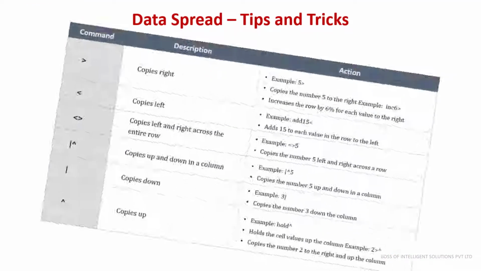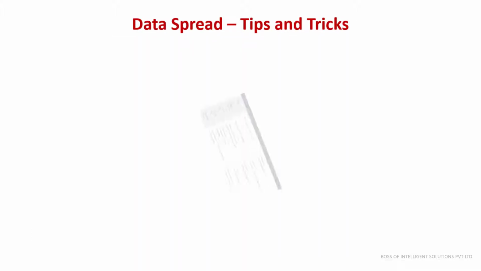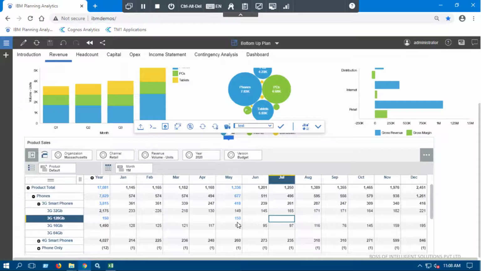Now, for the shortcut way of data spread, we use the below symbols. With the help of these symbols, we can spread data in multiple directions, like right, left, up and down. Suppose you want to add or subtract data for a particular cell, or you want to increase or decrease data in terms of percentage, so you can refer to this table. Let's look at an example.